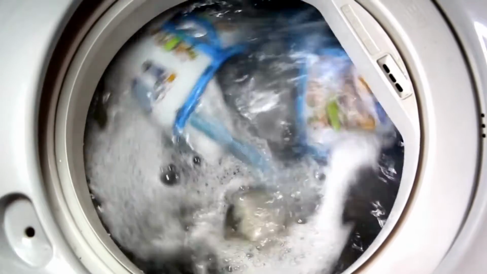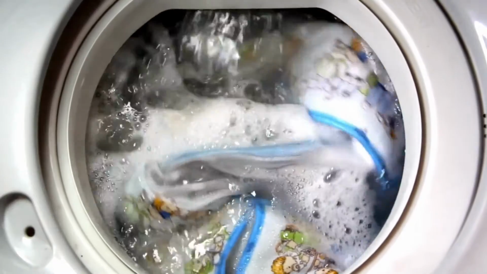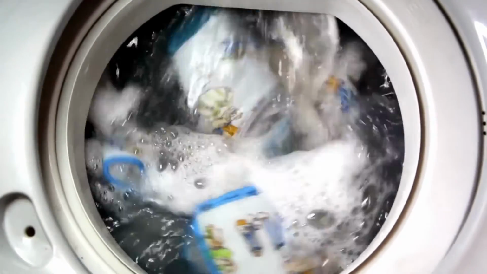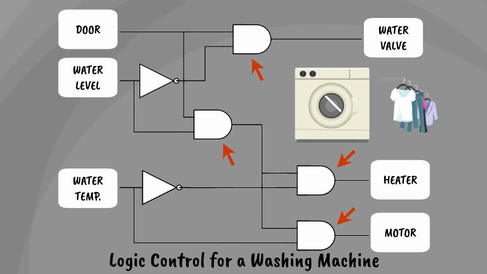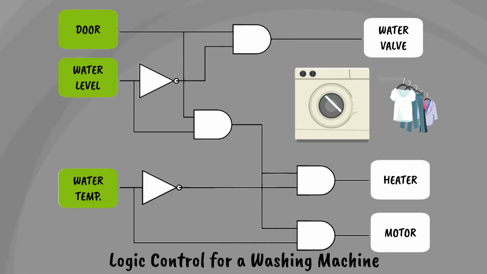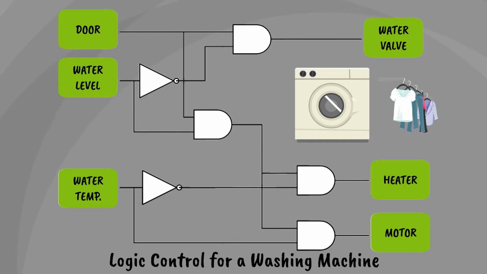Most persons will have used a washing machine or would have had their clothes washed in a washing machine in the past. The control circuit can be modeled as a combinational logic circuit. This combinational logic circuit comprises 4 AND gates and 2 NOT gates. The control system has 3 inputs: the door, water level, and temperature sensors, and 3 outputs: the water valve, heater, and motor.